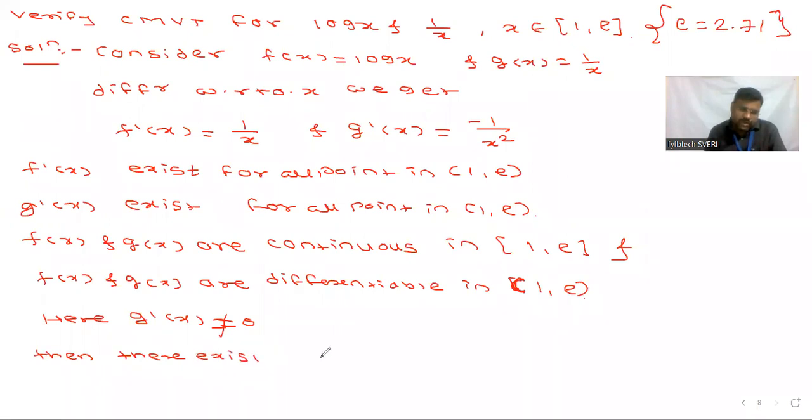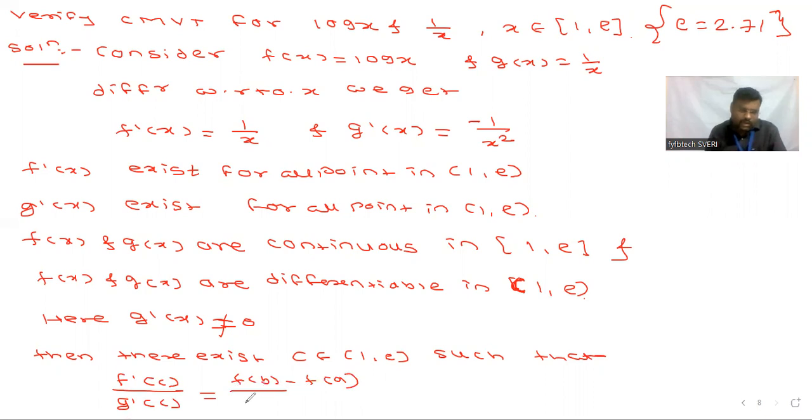So then there exists c belonging to the open interval (a, b) such that f dash of c divided by g dash of c is equal to f of b minus f of a divided by g of b minus g of a.